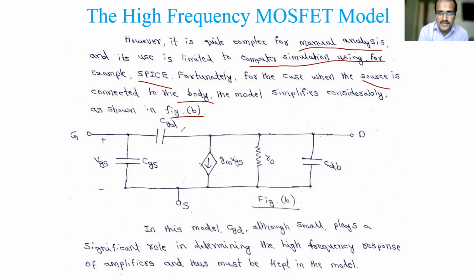It has gate to drain capacitance and gate to source capacitance. Now source and body are clubbed, so the drain to body capacitance CDB is shown, and CSB is removed. Source to body is removed because both are at the same potential. GM VGS is there, GMB is also removed, and this is R0. So this is the model. Normally we can use it for manual analysis in your problems as a high frequency model.